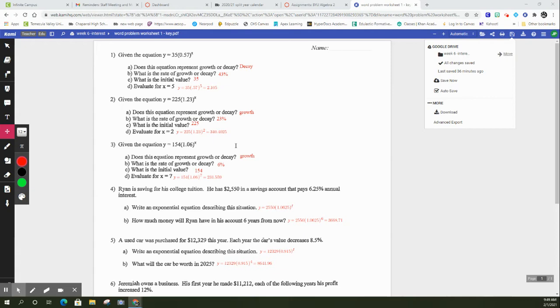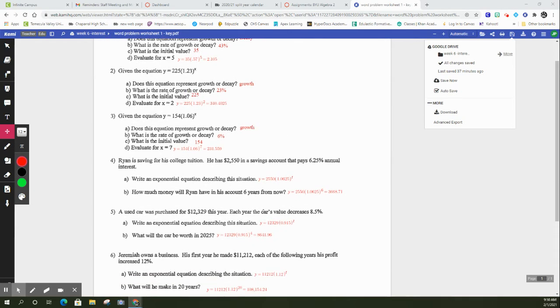Okay. What's the initial value? It's 35. Evaluate for 5. So now this is where you just plug this into your calculator. I like to use Desmos because you can just type it in right as it looks and get your answer. So 2.105.